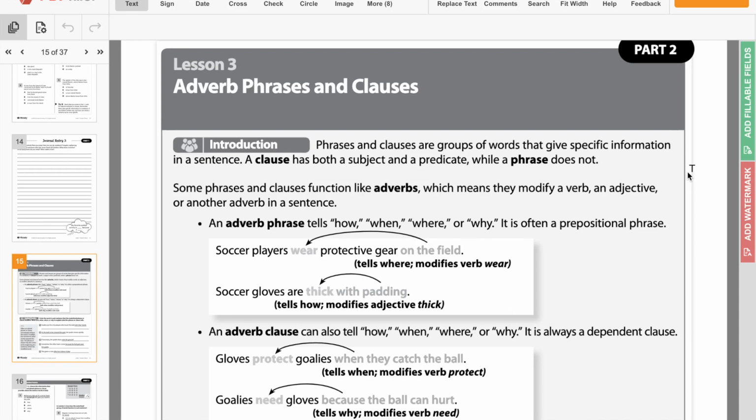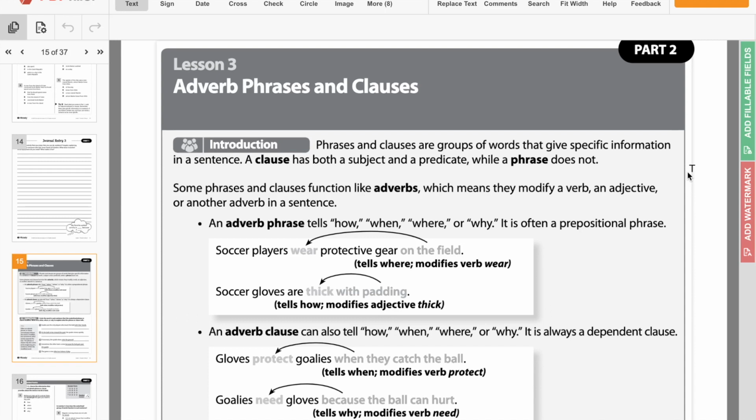So some phrases and clauses function like adverbs, which means they modify a verb, an adjective, or another adverb in the sentence. What an adverb is, it is describing. If we know adjective, they add that AD at the beginning just like adjective. Adjectives describe other words, right? So an adverb is modifying either a verb or an adjective, so describing a verb or an adjective even further, or another adverb. So an adverb phrase tells us how, when, where, or why, and it's often a prepositional phrase.